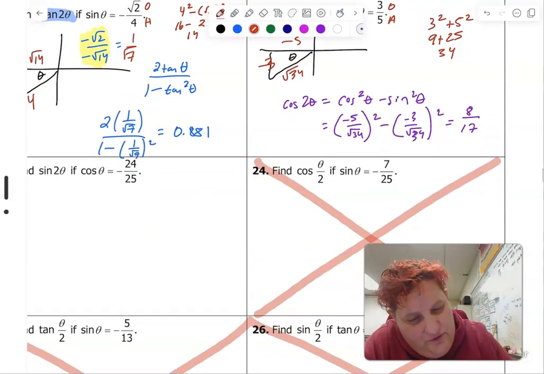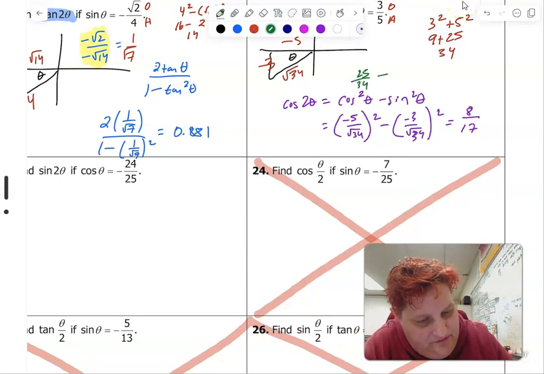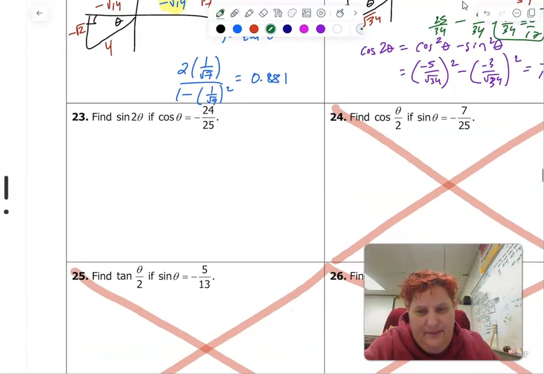If you did it by hand, you guys, check this out. It would just go 25 over 34, because the square root of 34 squared is just 34, minus 9 over 34, which is 25 minus 9, 16. And that reduced by 2 to 8 over 17. I actually would have taken either of those answers, but there you go. All right. Okay. Now we've got a sine 2 theta.